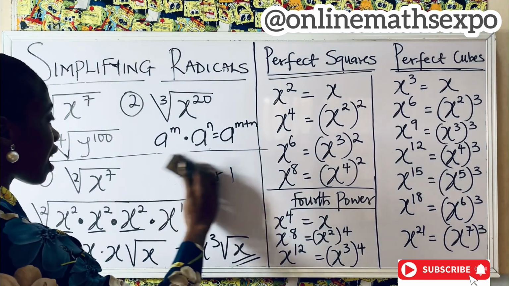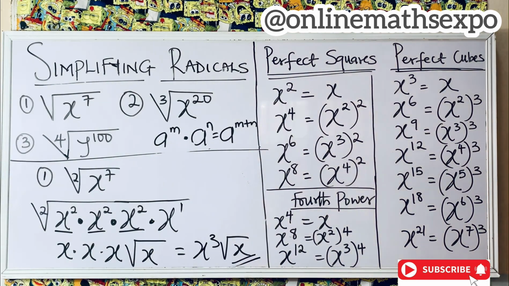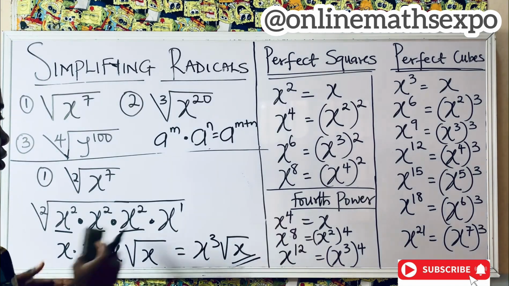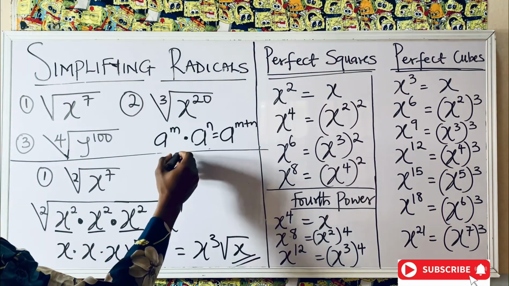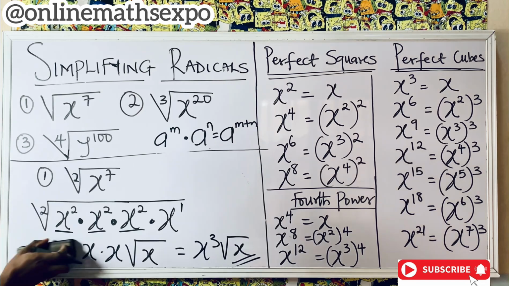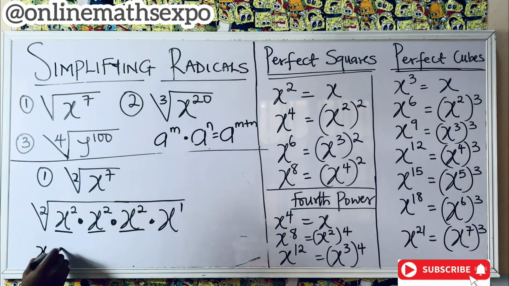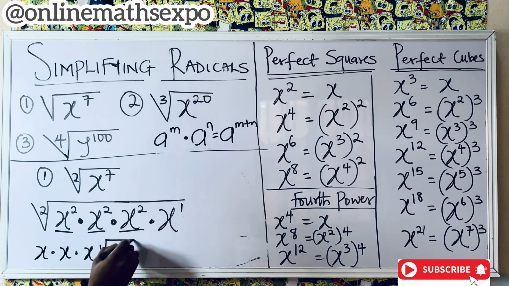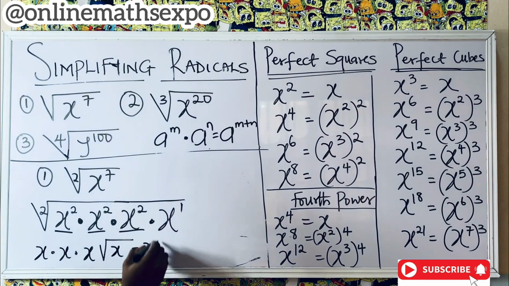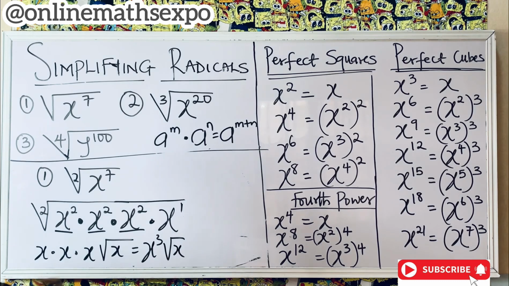Now let's take care of the second method. For the second method, what do we have? Let's adjust this and do it fair. So we have x, x, and x. Then we have this to give us x cubed square root of x.